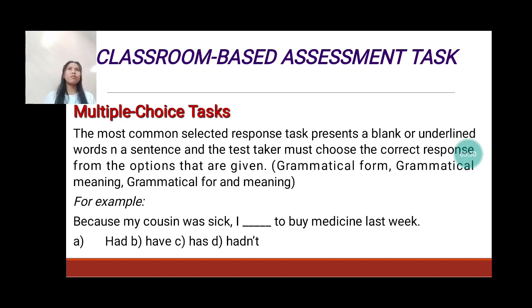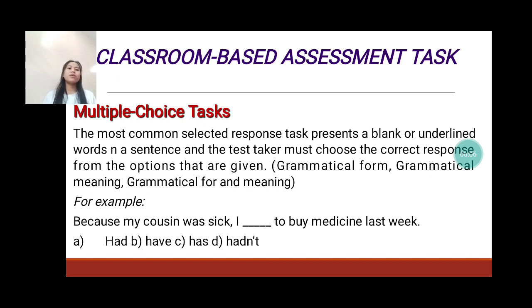It tests grammatical form, grammatical meaning, or both form and meaning. To give an example: Because my cousin was sick, I blank to buy medicine last week. The options given are: A, had. B, have. C, has. D, hadn't. So the learner or the taker will choose the right answer.